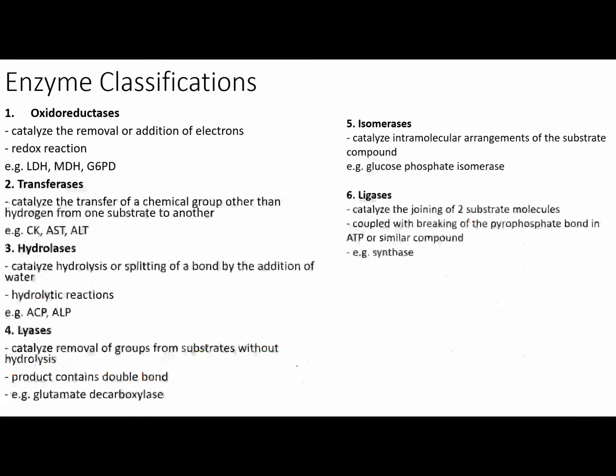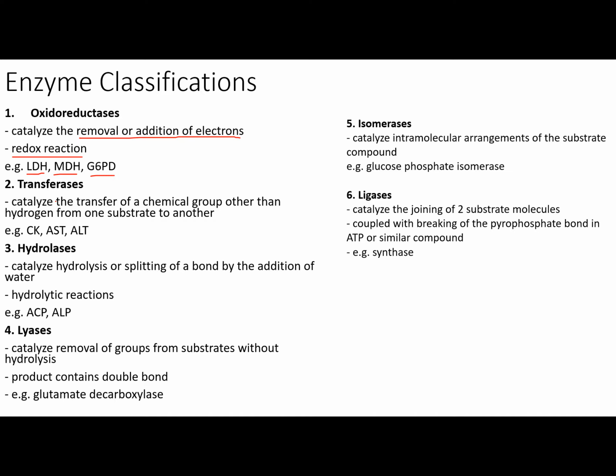Now let's go to the enzyme classification, class. As I mentioned earlier, there are a total of 6 enzyme classifications. We have number 1, your oxidoreductases. Oxidoreductases, class, would catalyze the removal or addition of electrons. So they would remove or they would add electrons. So that is what you should remember about oxidoreductases: the removal or addition of electrons. It's usually involved with redox reactions. Examples of enzymes belonging to oxidoreductases are your LDH, MDH, and G6PD.